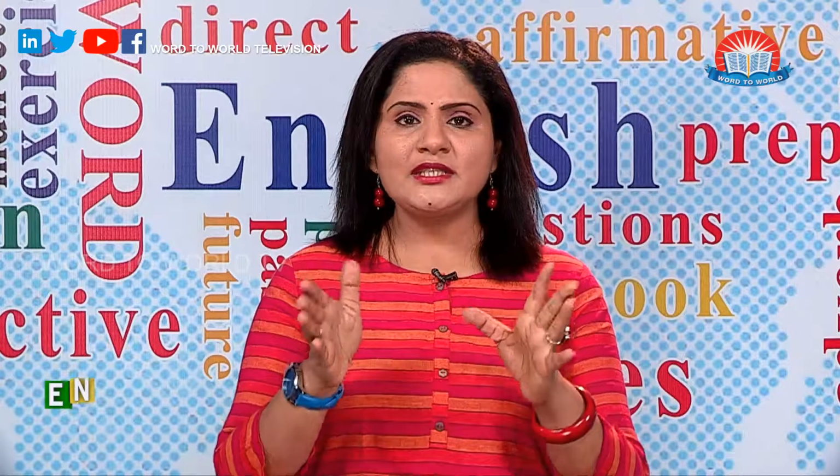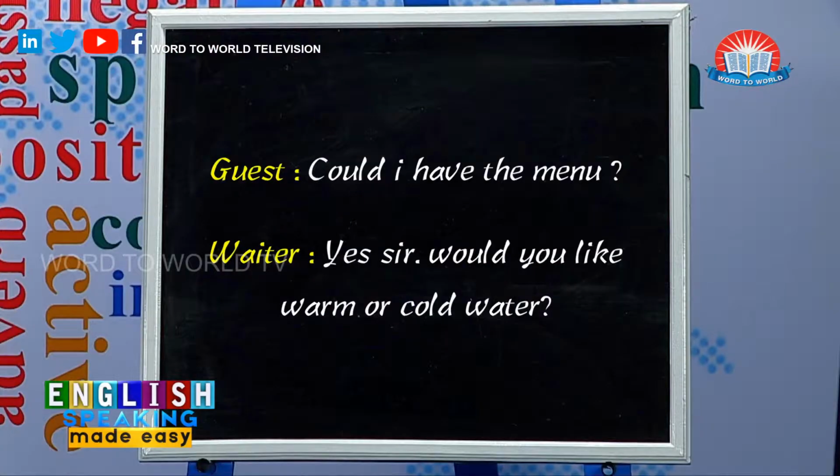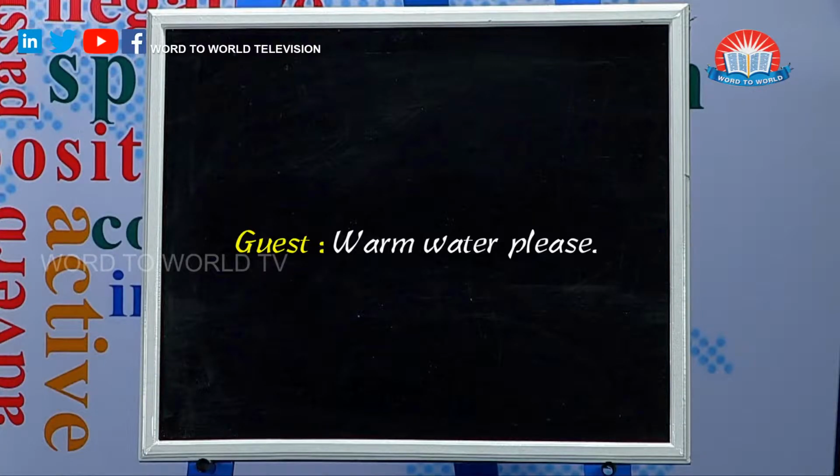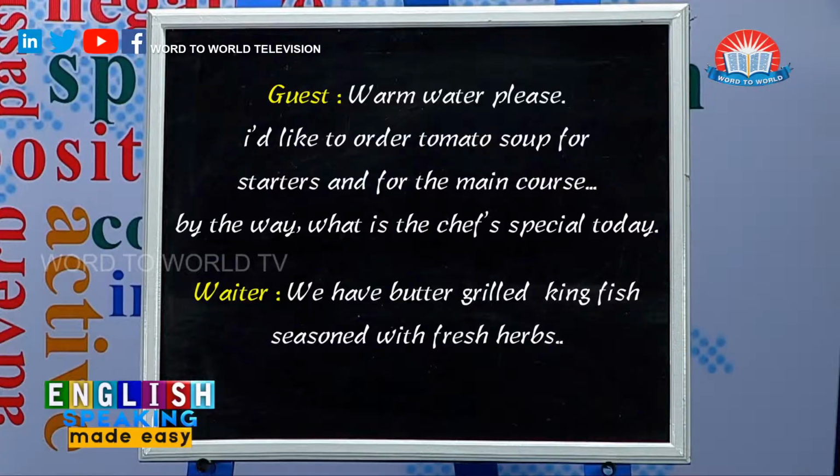And then once he's seated, he would ask the waiter, could I have the menu? The waiter would respond to that, yes sir, and he would hand over the menu to him, and then perhaps ask him, would you like warm or cold water? And the guest's reply could be either warm water please, and then he makes his order. So, like we said before, for starters or as an appetizer, he says, I'd like to order tomato soup for starters, and for the main course.